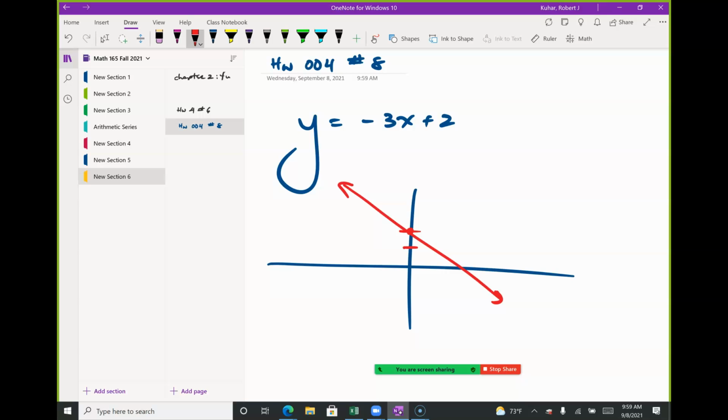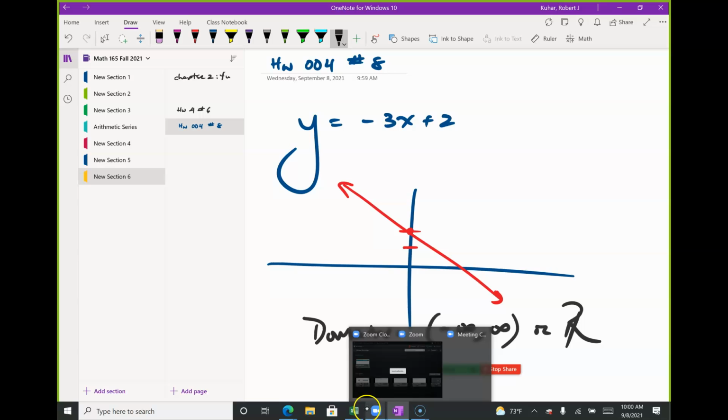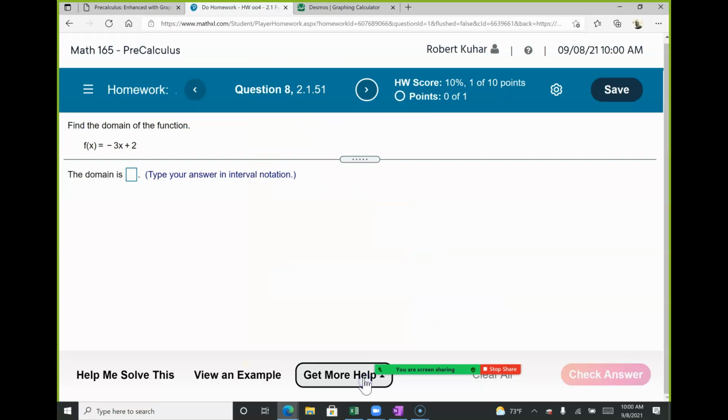If I look at the graph of the function, I can see the shadow on the floor is the x-axis. If I squash this curve down onto the floor, it hits everywhere on the x-axis, right? So my domain here is minus infinity to infinity, or bold R. And I think MathXL is asking for intervals. Yeah, type your answer in interval notation.